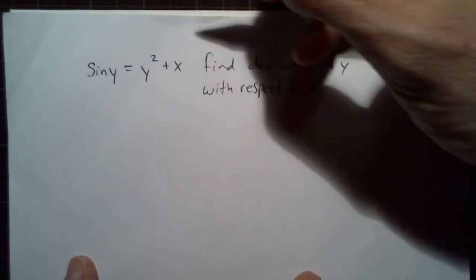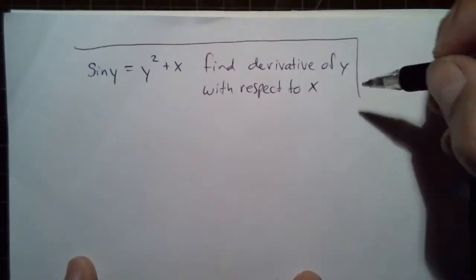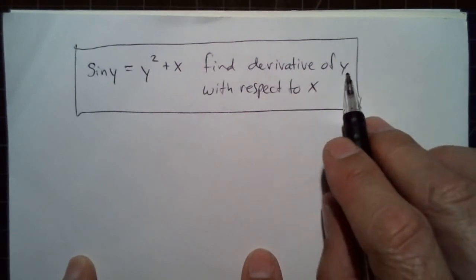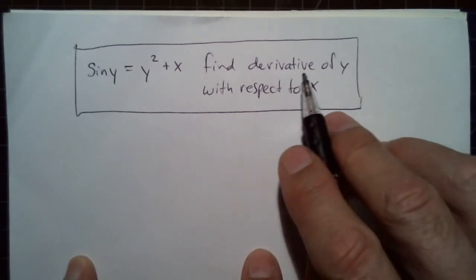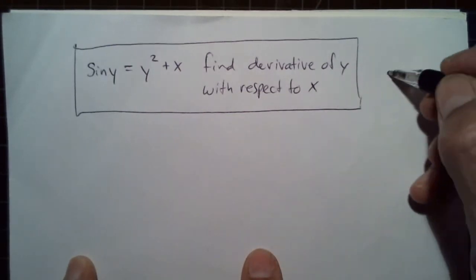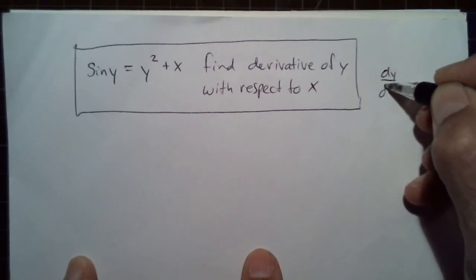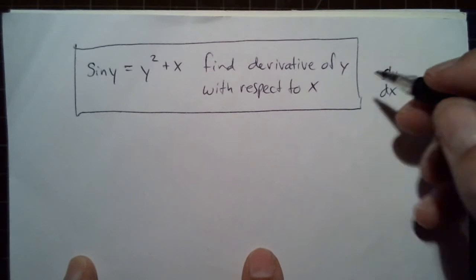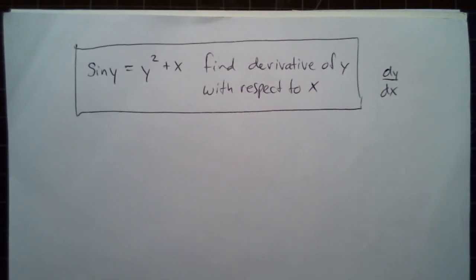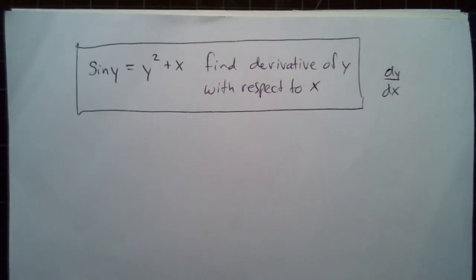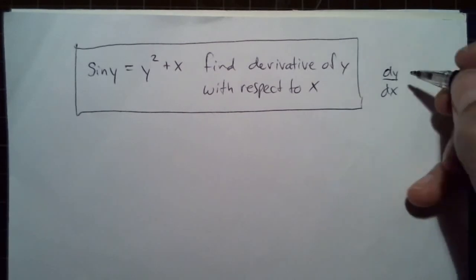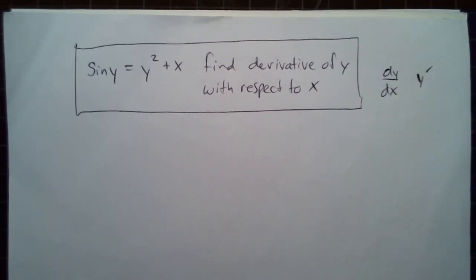And we need to know what this phrase means. The derivative of y with respect to x. If you see that, you're going to say the derivative of y with respect to x. And this notation corresponds to that phrase. So try, and you can write it like this, or you can write it like that.